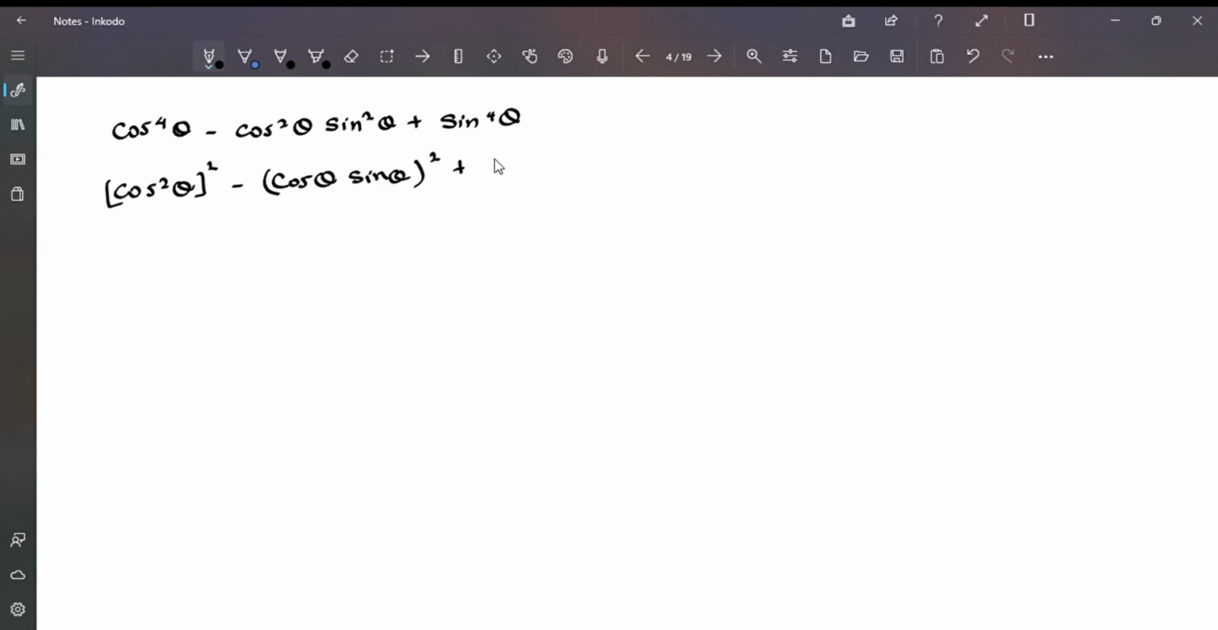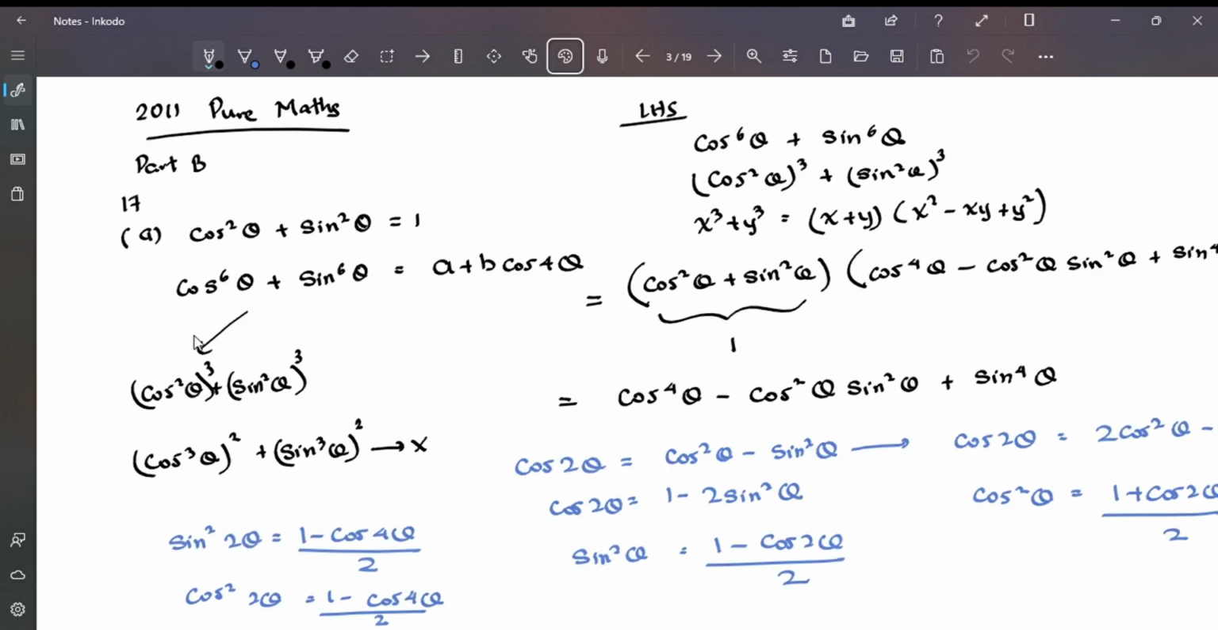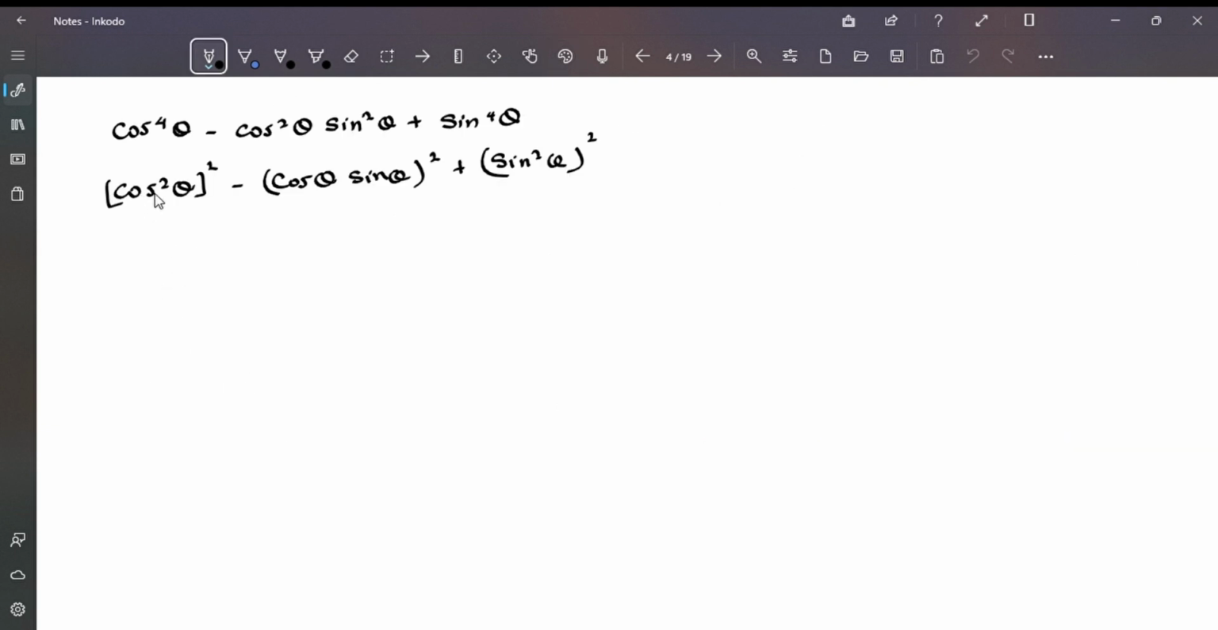Now, what do you have? You have cos to the power 4 theta minus cos square theta sin square theta plus sin to the power 4 theta. Cos to the power 4 theta is cos square theta whole thing squared, minus here cos theta sin theta whole thing squared, plus here sin to the power 4 theta means sin square theta whole thing squared. What is cos square theta? Cos square theta you can take as 1 plus cos 2 theta. Similarly, sin square theta is 1 minus cos 2 theta.